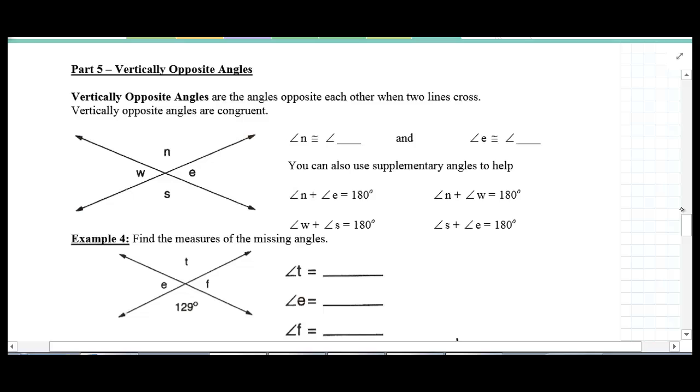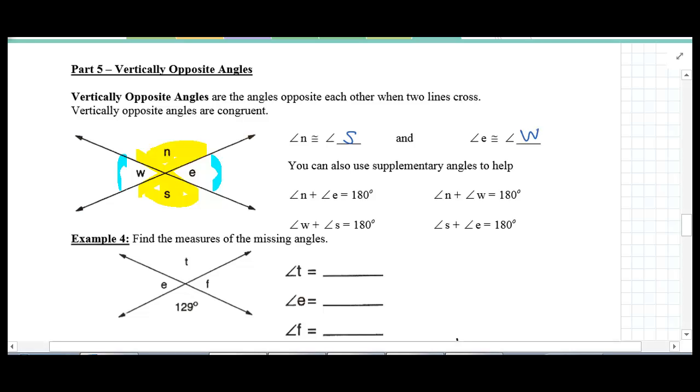Alright, this one's an important one we'll see quite often. Something called vertically opposite angles. Vertically opposite angles are angles that are opposite each other when two lines cross. So in this case, if I were to highlight angle N here, that one and angle S are vertically opposite. So angle N is congruent to angle S, and similarly angle E is congruent to angle W.